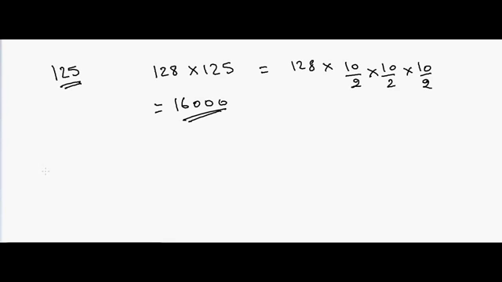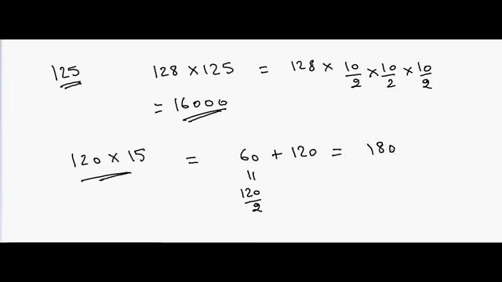Now let's do another thing. If we have to multiply 120 by 15, how will I do that? In that case, I'll take half of 120, which is 60, and then I'll add that to 120. So this is equal to 120 plus 60, which is 180. Then I put one more zero, and that's my answer.